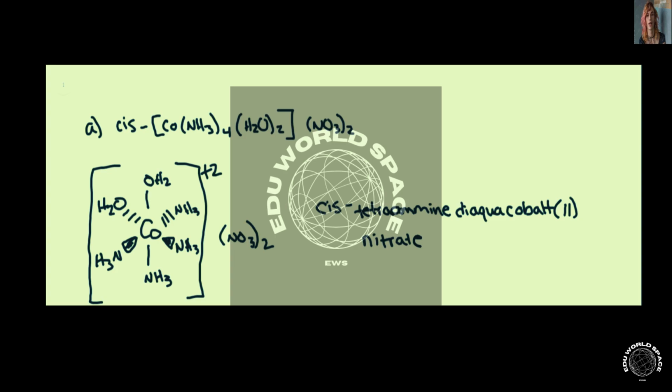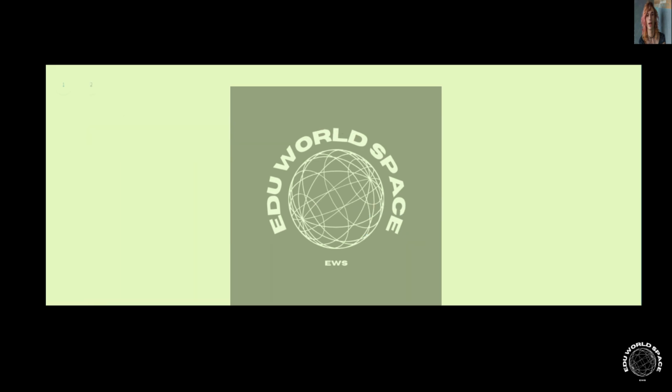Okay. We'll start with the second, where we have this part B, where we have Na2, Ru, H2O, Cl5. This is again an octahedral complex because there are 6 ligands attached to our central metal. So we're going to have Ru, 1, 2, 3, 4, 5, 6.